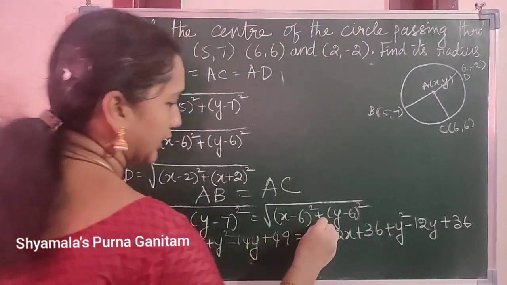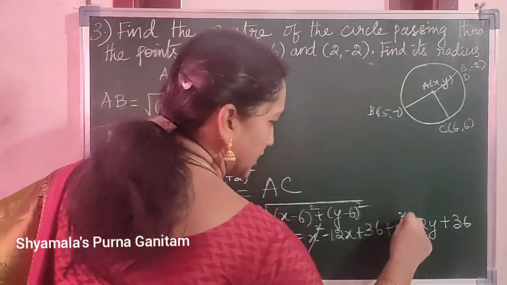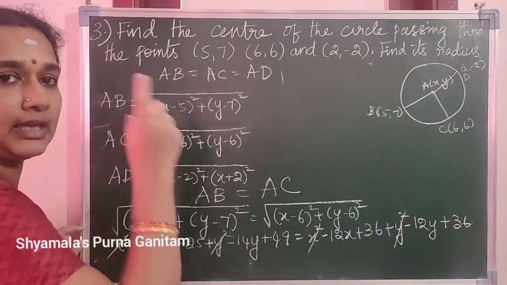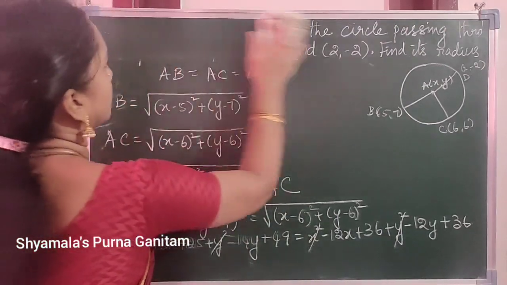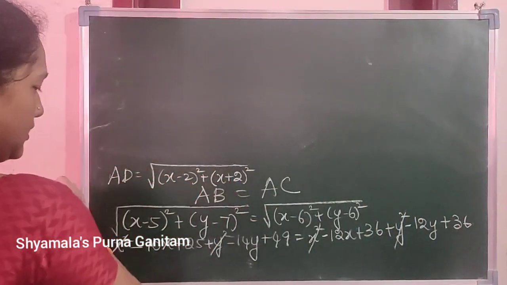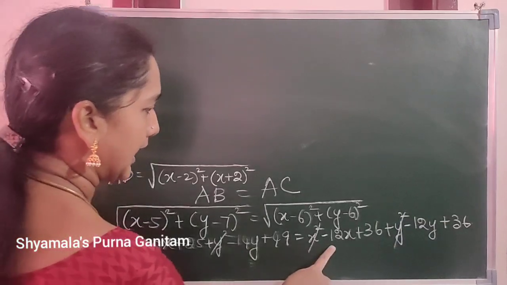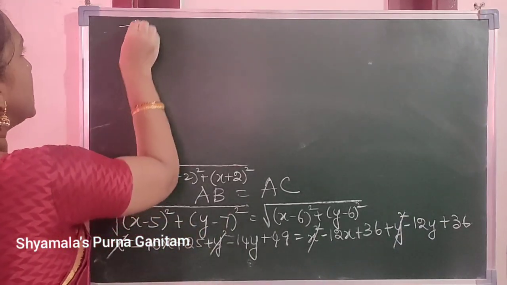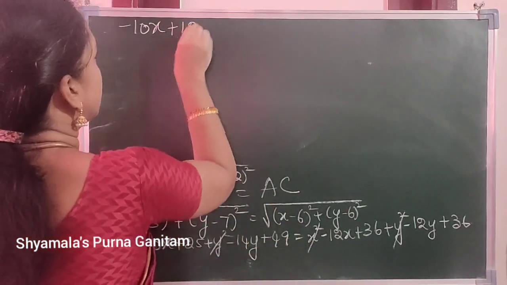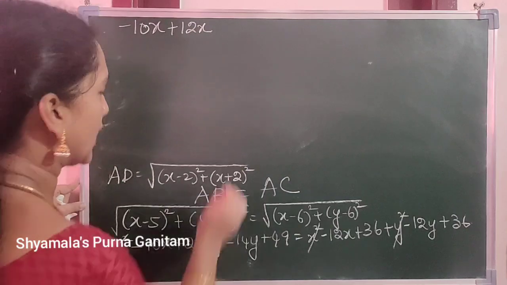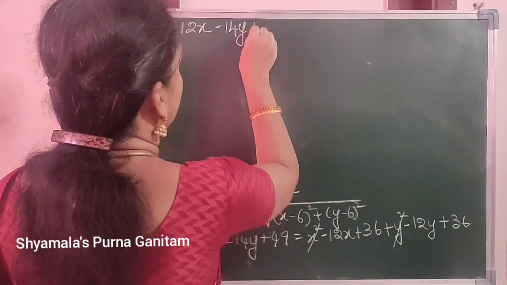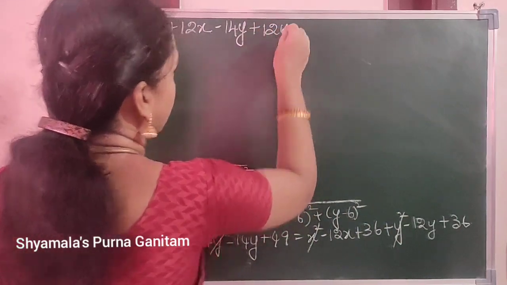So x squared and x squared, y squared and y squared cancel. Now you have to bring x terms and y terms together. You will get an equation. X term and y term together I will take. So that will be minus 10x and minus 12x. This minus 12x when I am bringing here will become plus 12x. Then here I am having minus 14y, so this side minus 12y, so plus 12y I will bring.